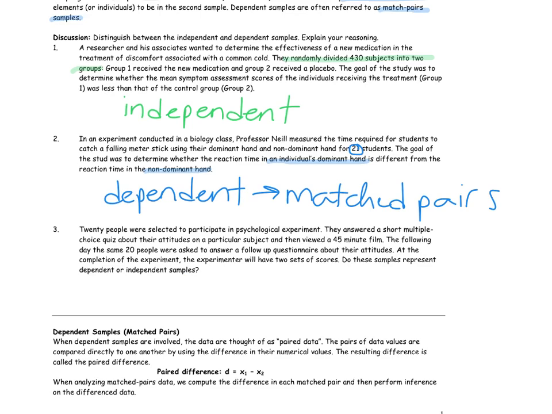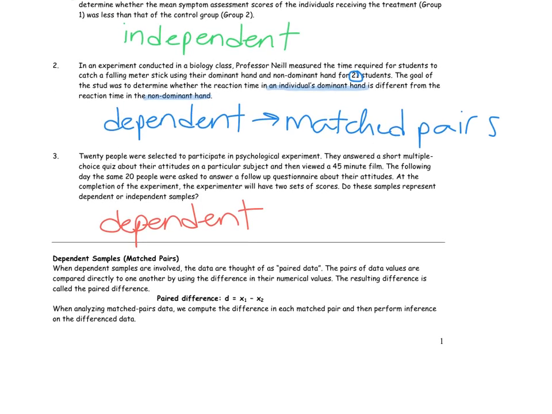Okay, so again, the 20 people answered a short multiple choice quiz, they watched a movie, and then they were again asked another questionnaire later on. So in this case, the individuals are being matched against themselves. So it's kind of like a before and after situation, so it's dependent. They're being matched against themselves. Okay, so again with that dependent sampling method, we call it matched pairs.